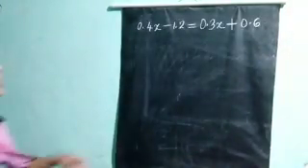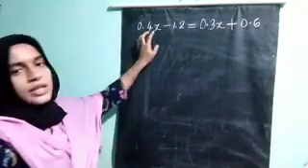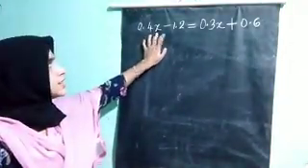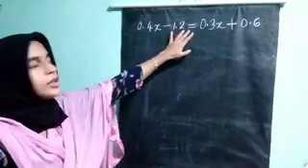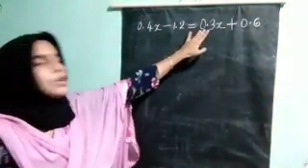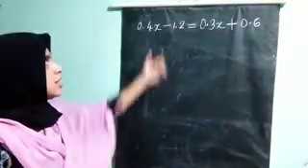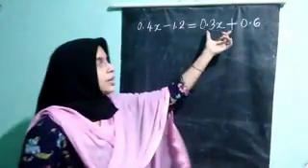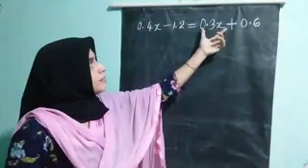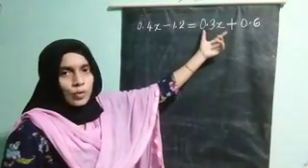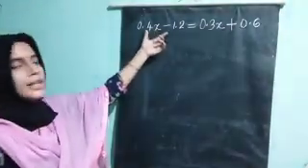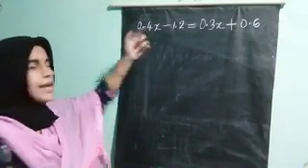Next we can do with a decimal number. 0.4x minus 1.2 equal to 0.3x plus 0.6. So here one variable, here also one variable. We can take 0.3x to this side. So it will become minus.